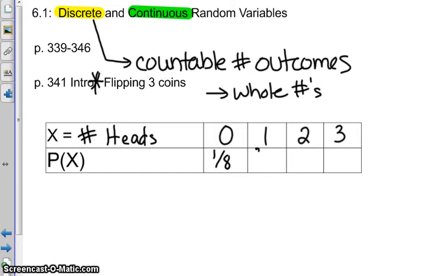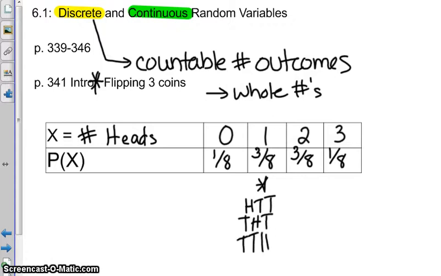Now, we'll see these probabilities later. I'm just going to put them in for now. One of the things to bring up again is that, say I have one head, heads coming first, heads coming second, or heads coming third. That's why we have three of my eight possible outcomes. Again, eight possible outcomes, multiplication principle: two outcomes for the first, two for the second, two for the third. Two times two times two is eight. So that's what we're going to look at with discrete.